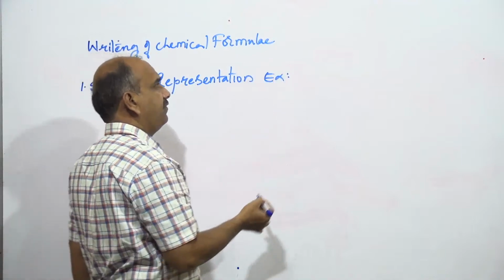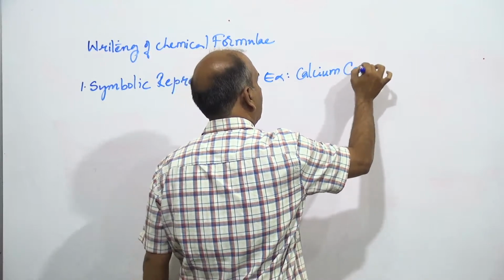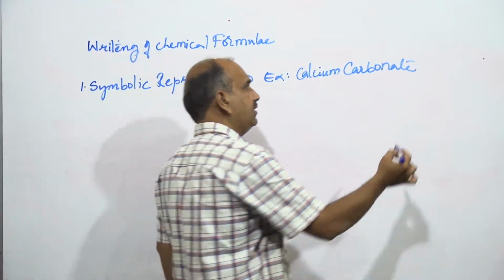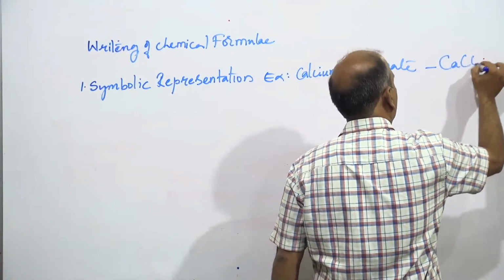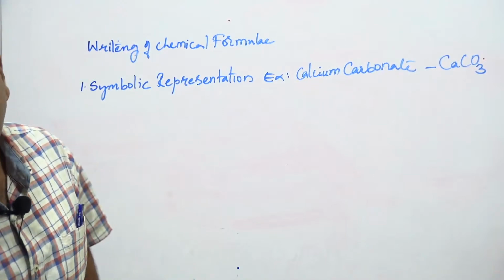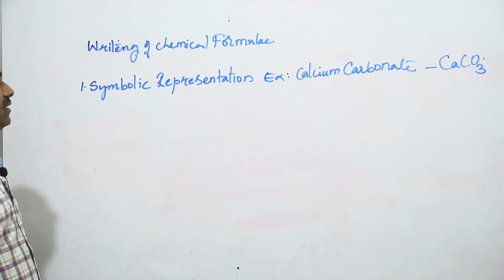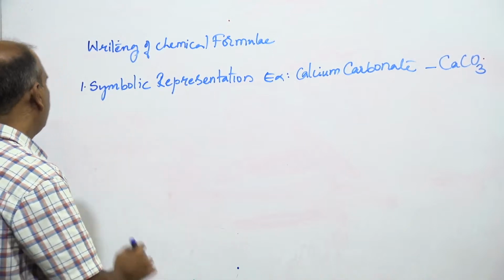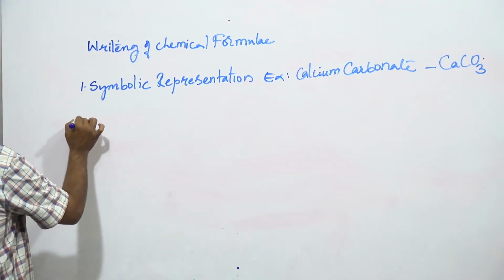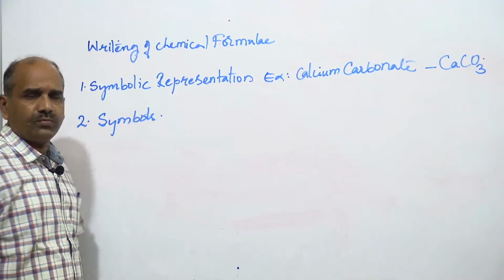Example, if you take calcium carbonate, the whole spelling, this calcium carbonate is written as CaCO3. CaCO3 shall be calcium carbonate. Further, what is next? For writing the symbolic representation, you need to know the symbols of different elements. All the elements, their symbols you should be knowing.